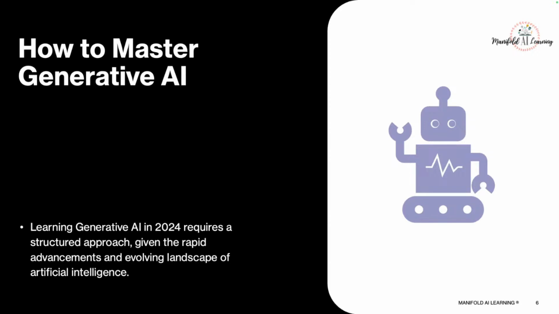Like recently, the ChatGPT-4o model has been introduced. So as you start learning these foundations, you might feel like there might be 10 different versions introduced. But remember, no matter how many versions get introduced, the foundations would remain the same. So it's very important that you follow a structured approach, given the advancements that are happening in this generative AI space.